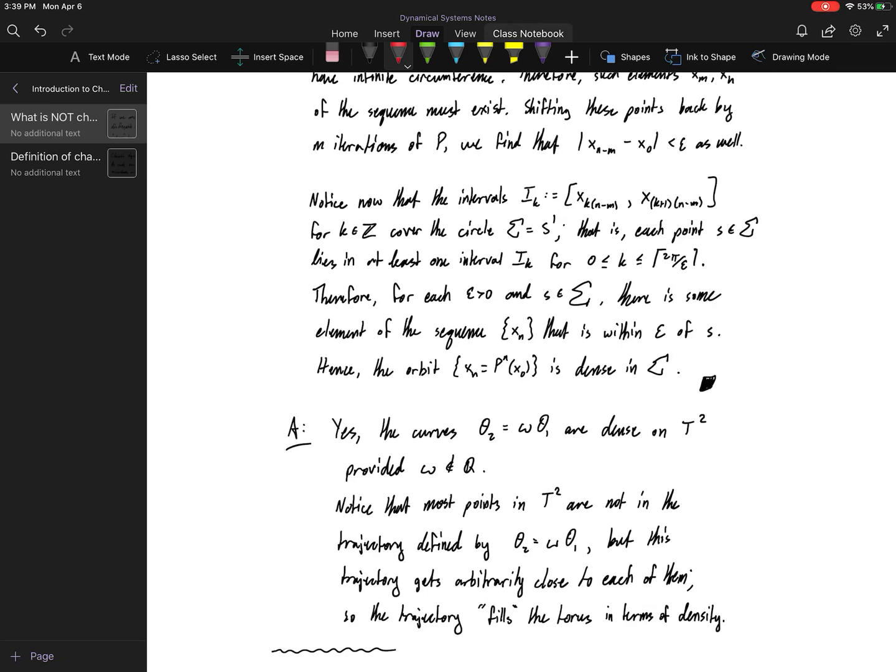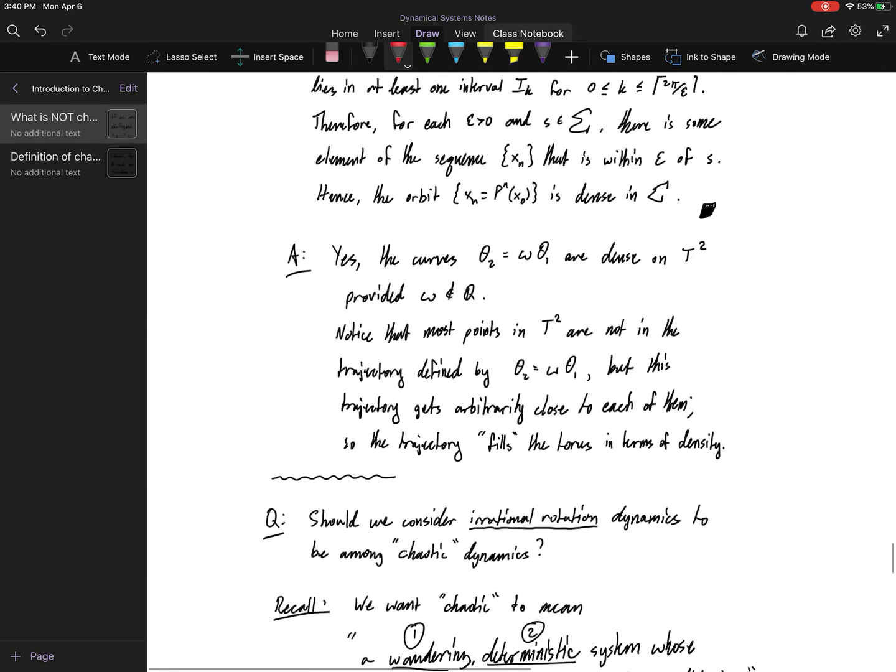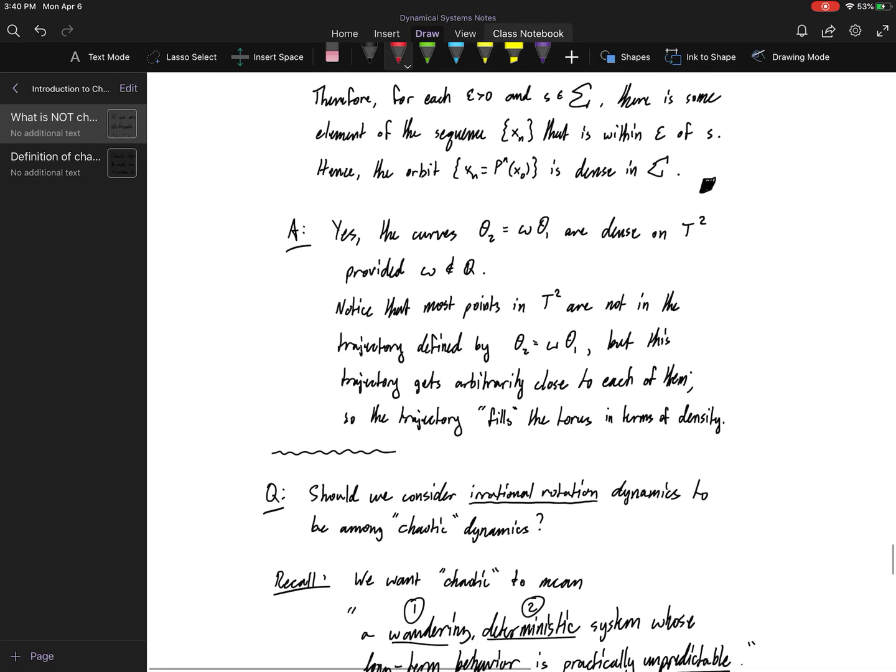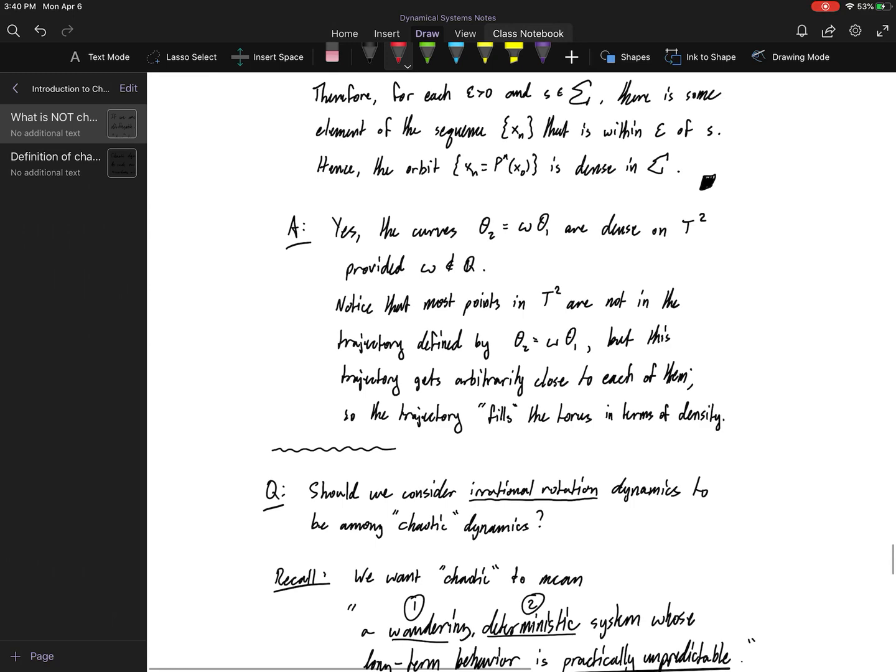So the trajectories do fill the torus in terms of density. This orbit is dense inside of the torus. Again, it doesn't necessarily pass through every element of the torus, but it does get arbitrarily close to any point in the torus.